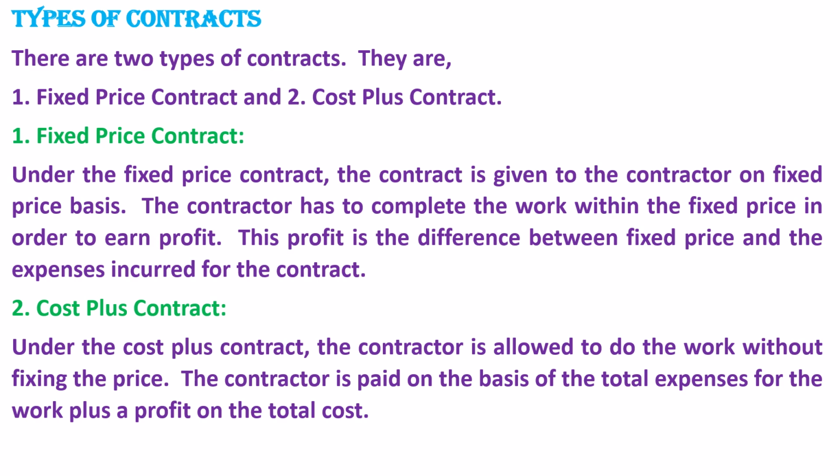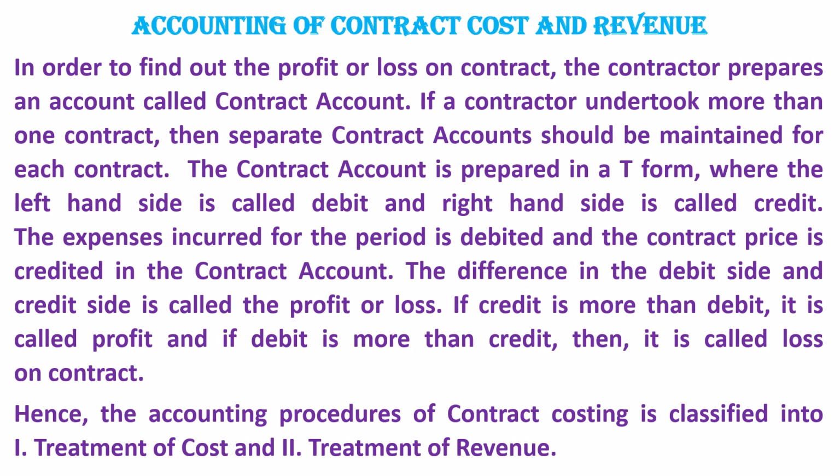1. Fixed price contract. Under the fixed price contract, the contract is given to the contractor on a fixed price basis. The contractor has to complete the work within the fixed price in order to earn profit. This profit is the difference between the fixed price and the expenses incurred for the contract. 2. Cost plus contract. Under the cost plus contract, the contractor is allowed to do the work without fixing the price. The contractor is paid on the basis of the total expenses for the work plus a profit on the total cost.